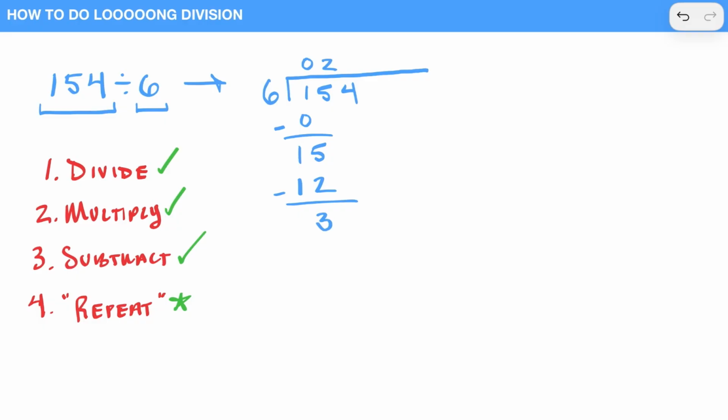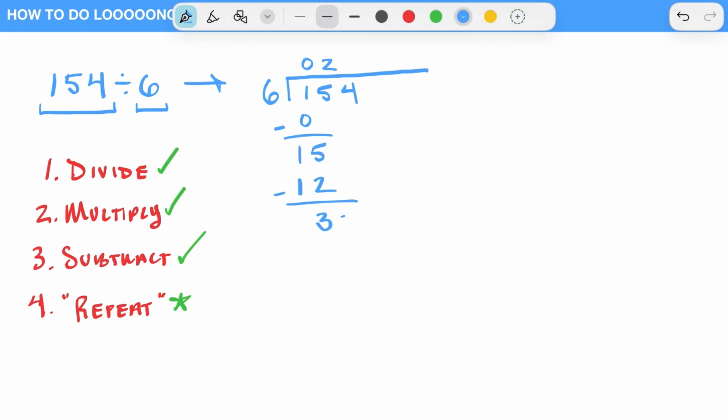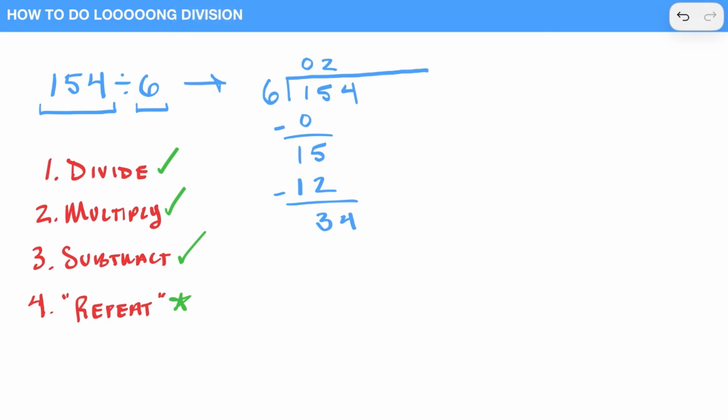And now we have just one more number right here. We have a 4. We're going to bring down the 4, and then we're going to repeat the process. How many times does 6 go into 34? That's 5. 6 times 5 is 30. So we're going to write a 5 up here. 5 multiplied by 6 is 30. We're going to subtract off the excess, and that's just 4. And now you'll notice we don't have anything left to bring down.